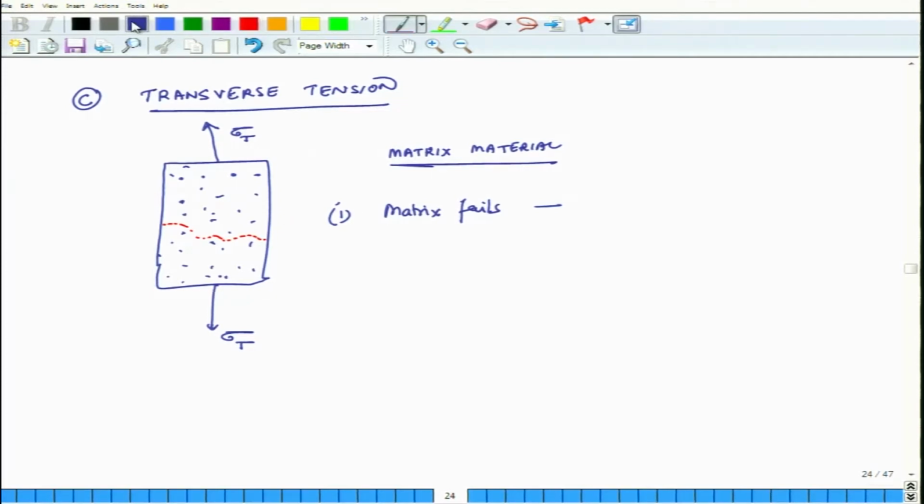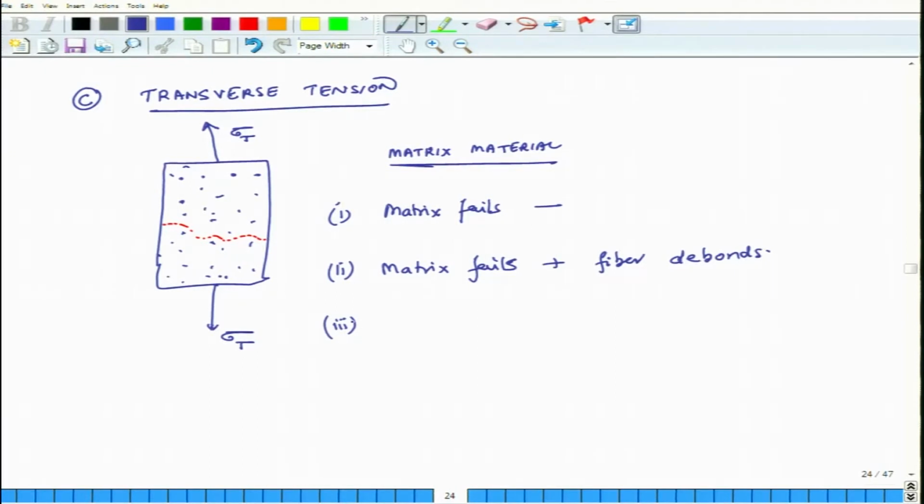The other scenario could be that the matrix fails and along with it the fiber debonds. So, when the matrix is failing, let us say the fiber is partly wetted and partly bonded to the matrix, then the fiber debonds from the surface. So, that is another situation.